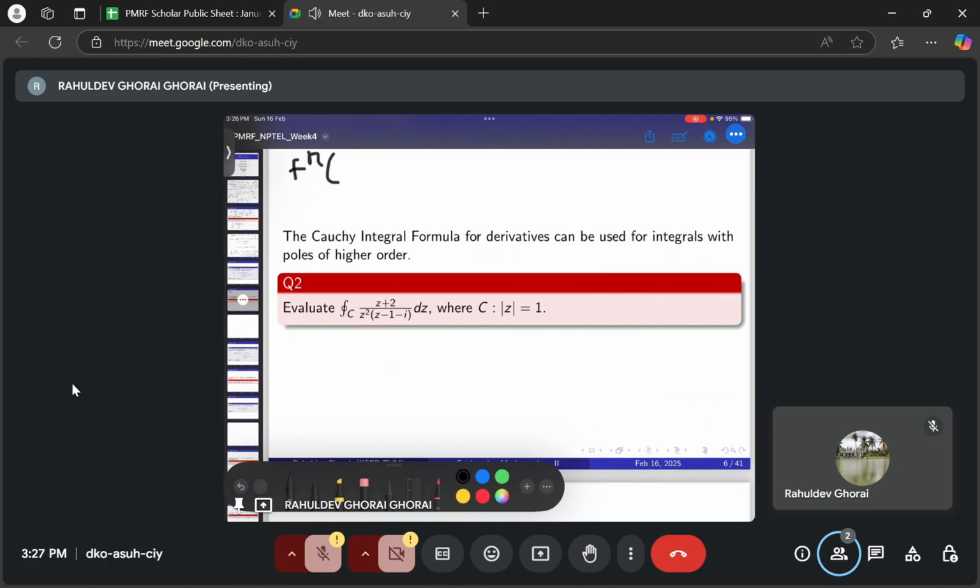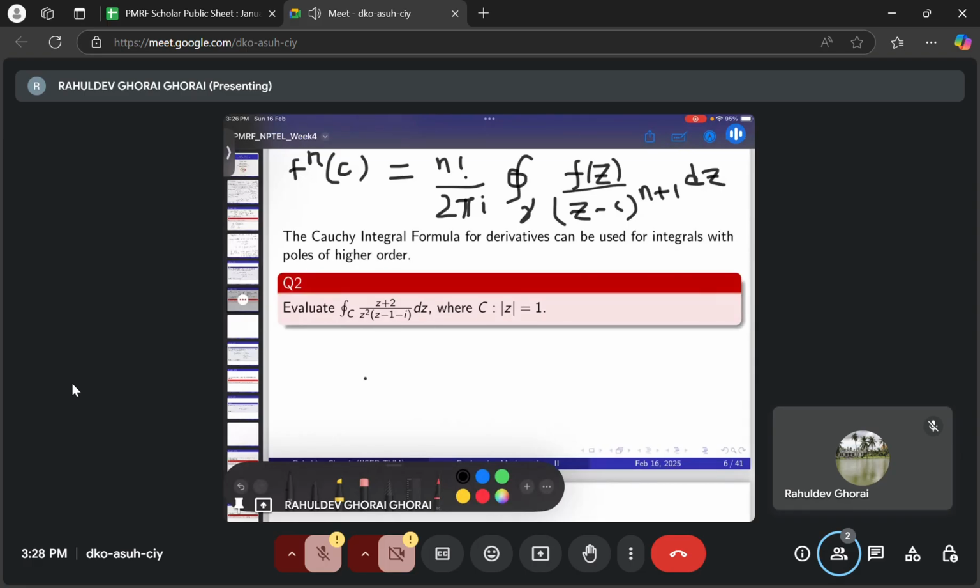if f is analytic, the nth derivative of f at c is equal to n factorial over 2 pi i, the closed integration over gamma of f(z) over (z minus c) to the power n plus 1 dz, right? That's the Cauchy integral formula for the higher derivatives.